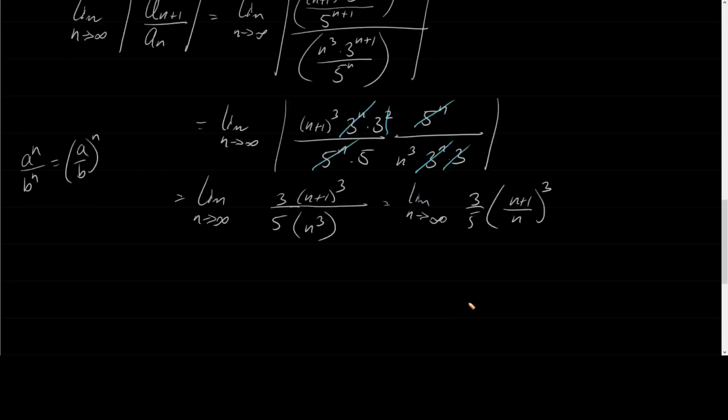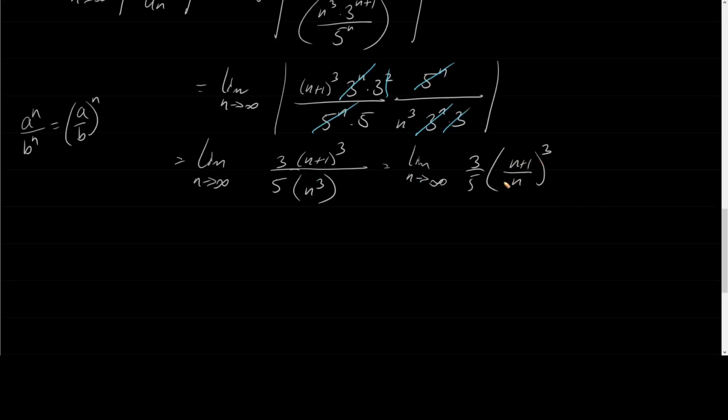At that point, well, let's see. This thing right here, we can rewrite it. So we can say we have the limit as n goes to infinity of 3/5 times 1 plus 1 over n, to the third. That 1 over n goes to 0, right, as n goes to infinity. So we really have there just 3/5 times 1, because it's 1 cubed. So 3/5 times 1 is just 3/5. So the answer here is just 3/5.